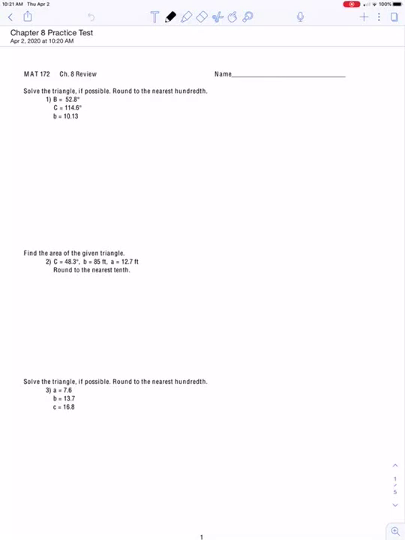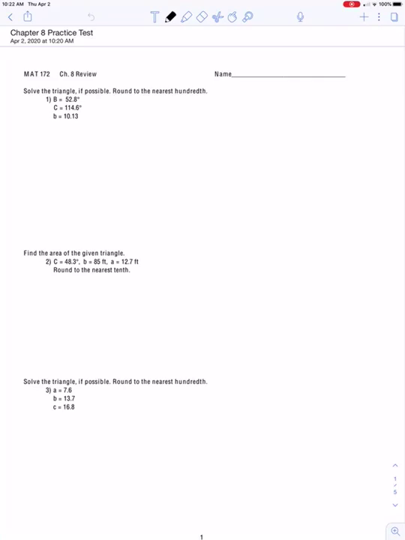Okay, we'll take a look at our Chapter 8 review here. And in this review, we'll start off with solving some oblique triangles. We've got a triangle here in number 1 that we need to solve. It says round your answers to the nearest hundredth. We've got two angles and a side given.